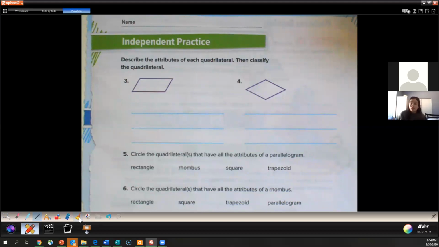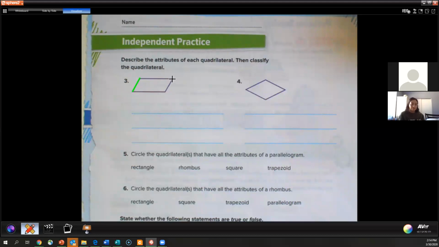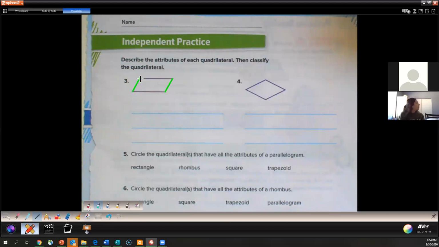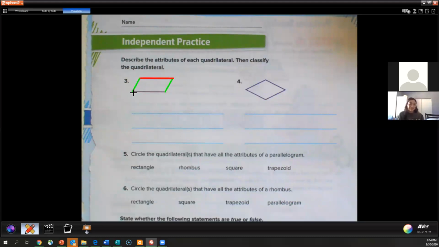So let's take a look at number 3. So let's look at our 2 pairs of opposite sides. Now, Mr. Yates, any color you want. Can you go ahead and highlight our 2 pairs of opposite sides? Perfect. Feels like Christmas with these colors.